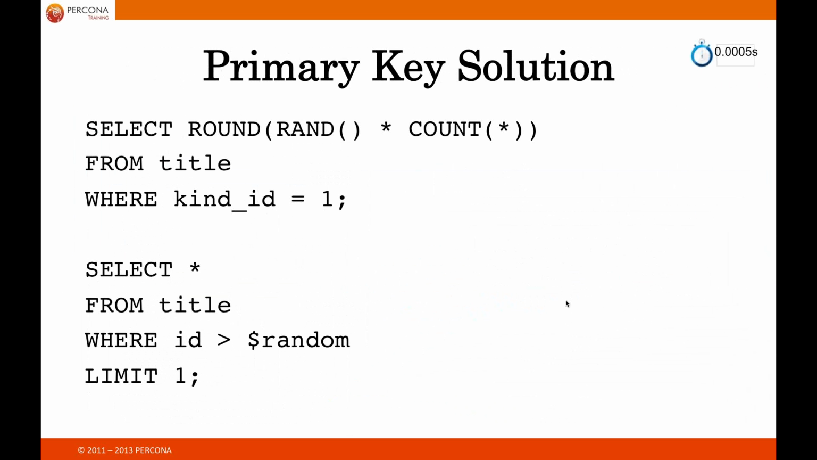I apologize, it looks like I forgot the condition for kind ID in the second query. So if anybody's already typing in a question about that, I recognize that there's a clause missing in the where of the second query. You should also identify kind ID equals 1 in the second query.